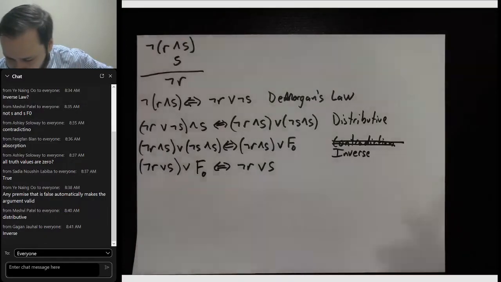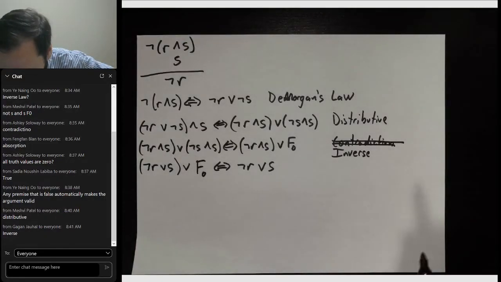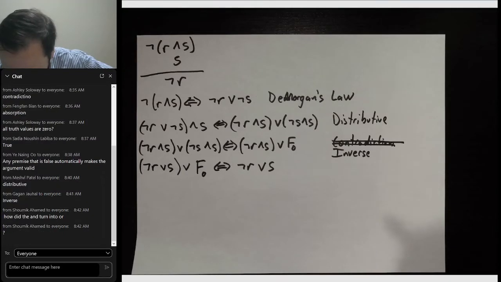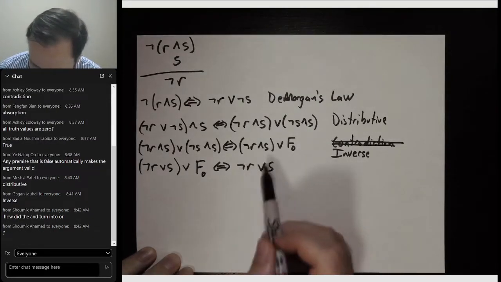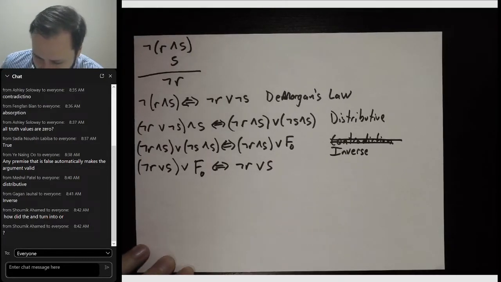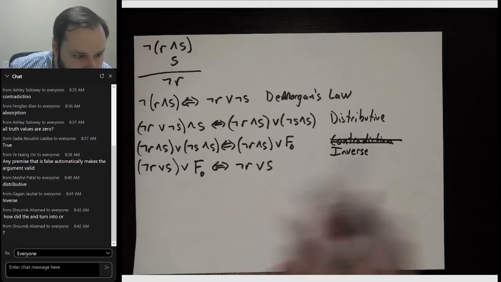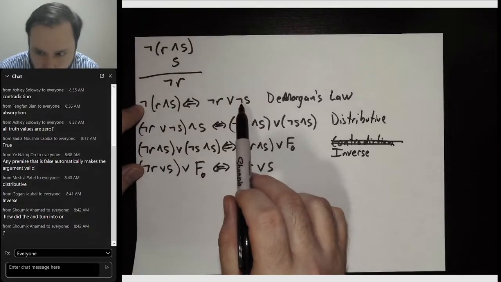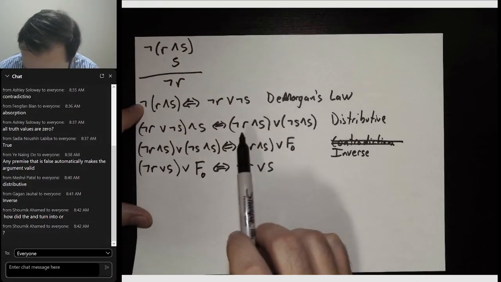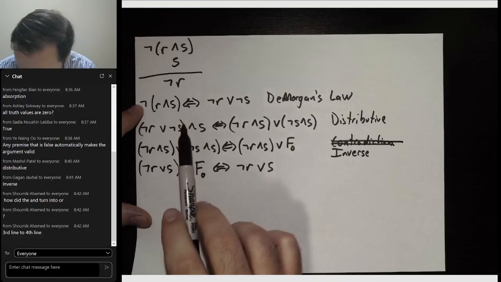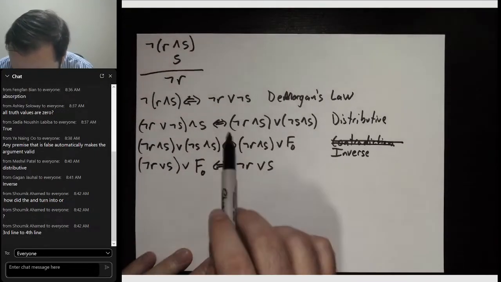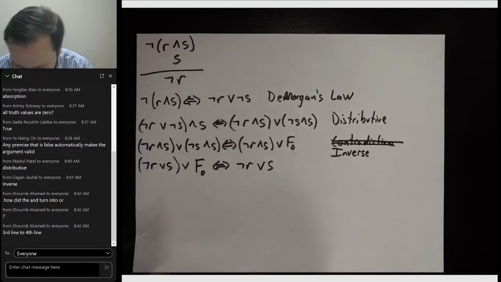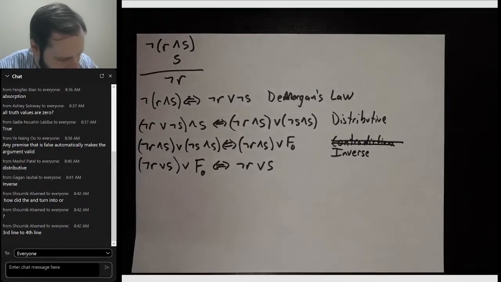Did I do all this right? Did I mess up in my notes too? Yeah, it looks like I did. Okay, so now we have not R or S, and we can't quite conclude not R from that. How did the and turn into or up here? In step 1, you mean? Or did I flip it here? Yeah. In my distributive law, I got things mixed up. All right, I knew this wasn't working out right.